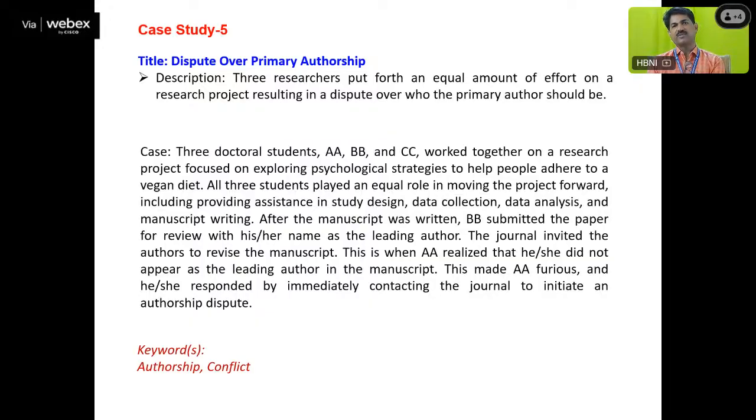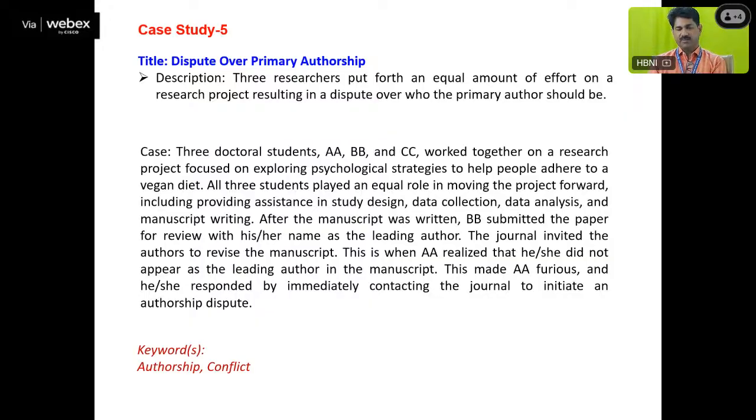So the first student has written to the journal that we all have contributed equally, but this second person has been given the only name as the leading author. So there is a dispute. It has to be first resolved. So the journal has taken action on this particular issue. So here things are, the authorship is questionable and there is a conflict.